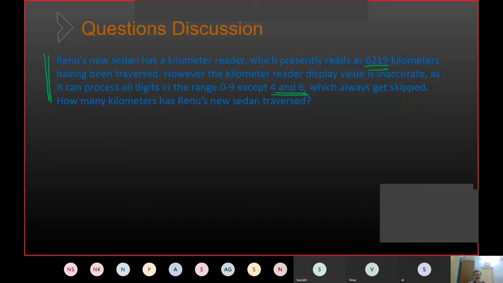You should have answered it by now. Instead of wasting time solving, you could have answered it by now. Is 6219 a possible allowed value in the kilometer reader? No. So the answer would have been not possible or cannot be determined.